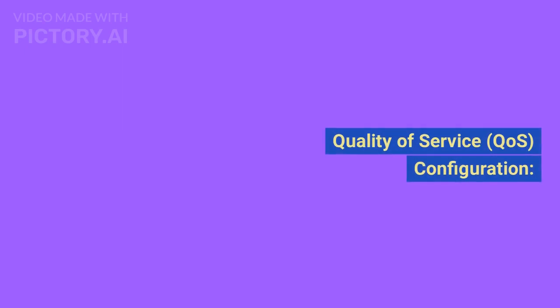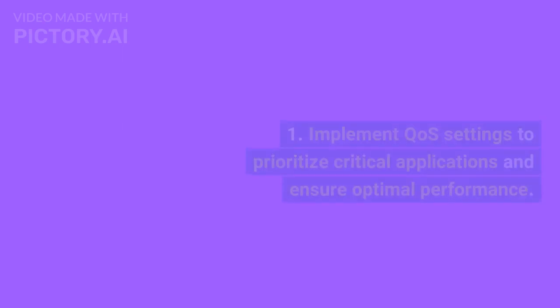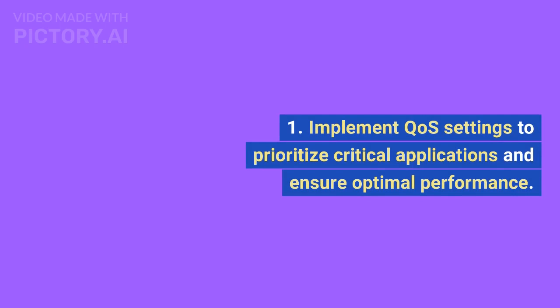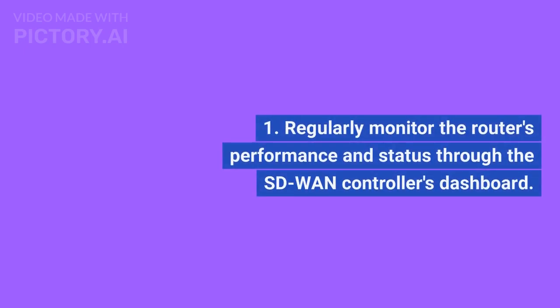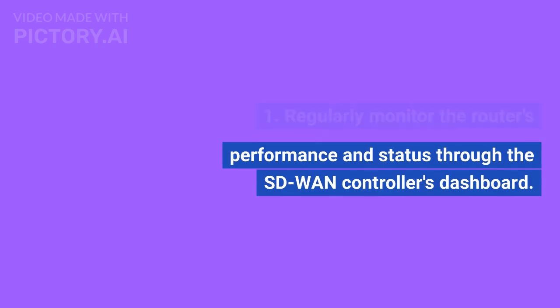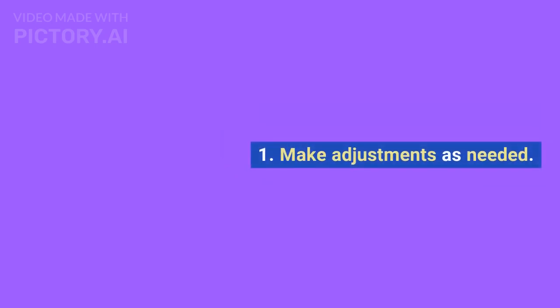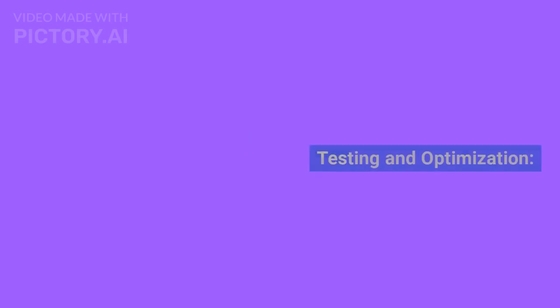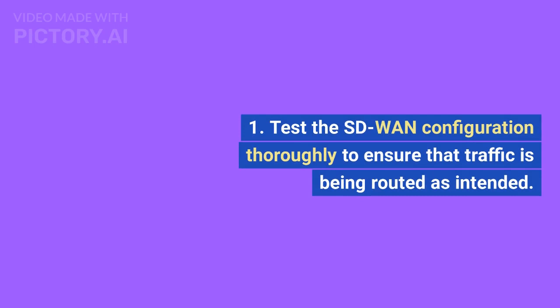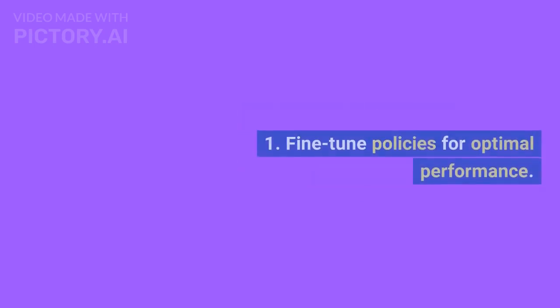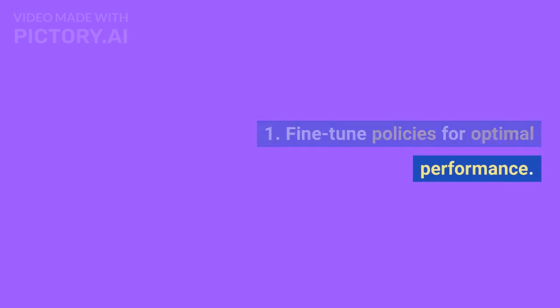Quality of service, QoS, configuration. 1. Implement QoS settings to prioritize critical applications and ensure optimal performance. Monitor and manage. 1. Regularly monitor the router's performance and status through the SD-WAN controller's dashboard. 1. Make adjustments as needed. Testing and optimization. 1. Test the SD-WAN configuration thoroughly to ensure that traffic is being routed as intended. 1. Fine-tune policies for optimal performance.